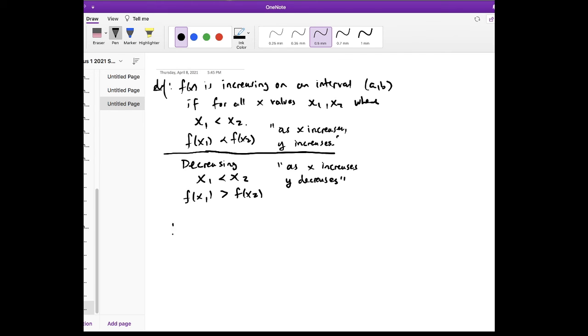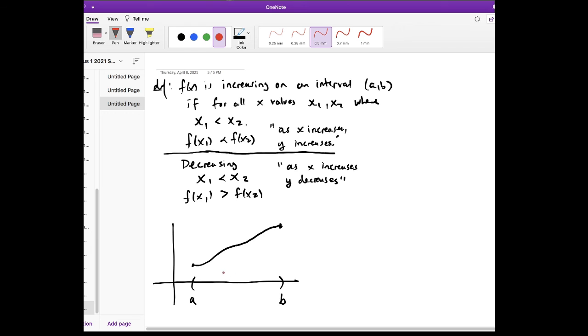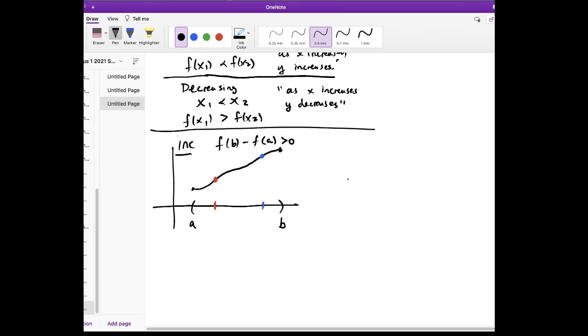So let's just kind of sketch. So here's an interval (a,b), and here's a graph. So if you pick any two x values in between, here's x1 and here's x2, then if you compare the y values, so this is for increasing. An alternate definition is to say that f of b minus f of a is greater than 0. Right? That would imply that f of b is greater than f of a.